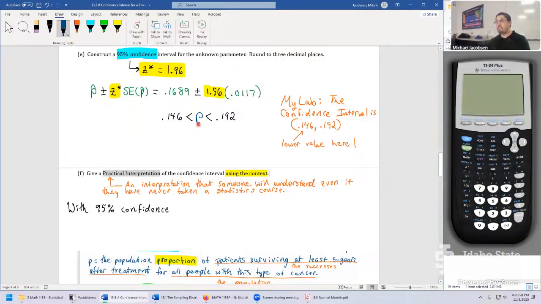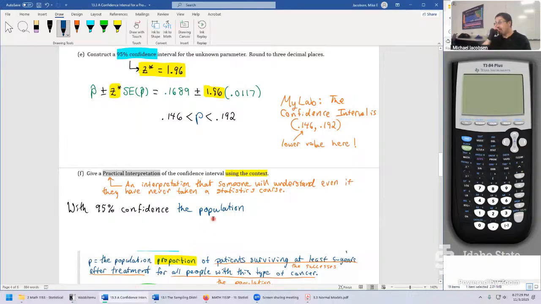Now we're just going to restate what we see in the interval. You have to expand out what P is using ordinary words. We can say the population. And it's your choice at this point. You could say proportion, or you could say percentage. If you go with percentage, this would be 14.6% up to 19.2%, or you could just keep it as a proportion, 0.146 to 0.192. I'll leave that completely up to you.